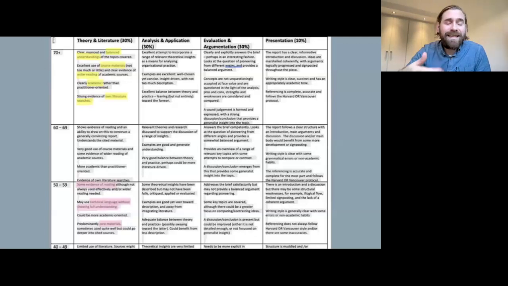We want to see this written in an academic style rather than a practitioner-orientated one. Practitioner-orientated would mean how you might write a blog. It's got more colloquial, more informal language. This is an academic piece.